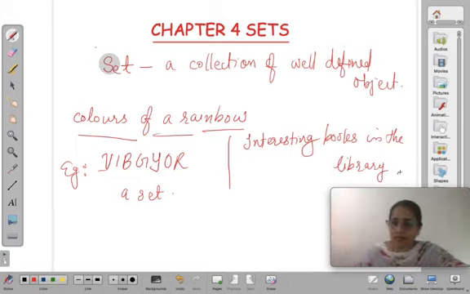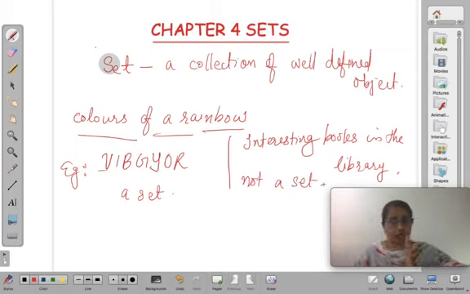Now tell me, is it a well-defined set? No, because you like comics and your friend likes adventure stories. So it is entirely different, person to person, child to child. So it is not well defined, so we can say it is not a set. Clear? VIBGYOR is a set because it is well defined, but interesting books in the library is not a set because it is not well defined. It differs from person to person.